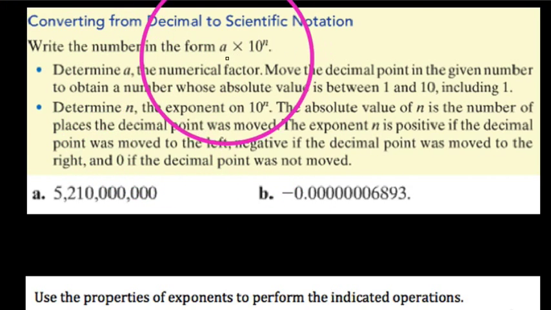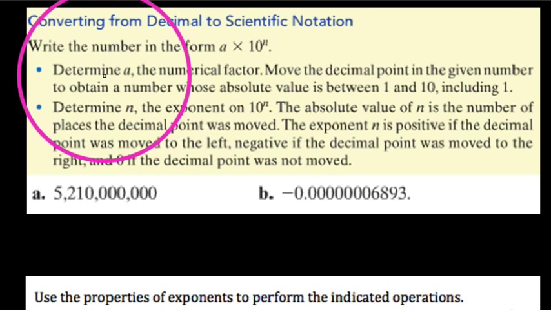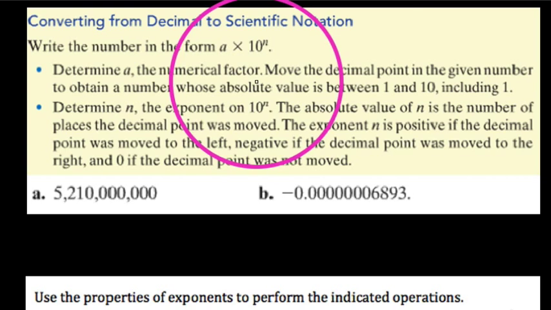So we say write the number in the form a times 10 to the n, where n is a counting number. We say, well, let's do this. We say determine a, which is the numerical factor. Now, the thing to remember here is this: a is some number that can be 1.00 all the way up to, like, say, 9.99.